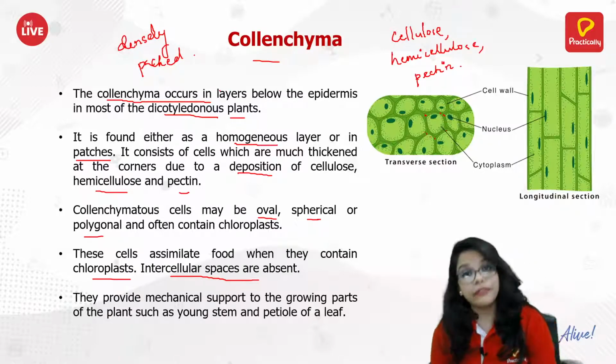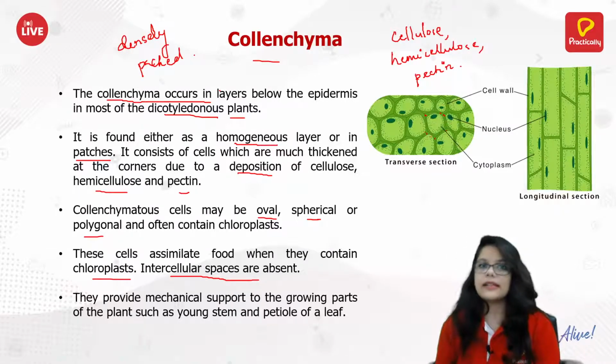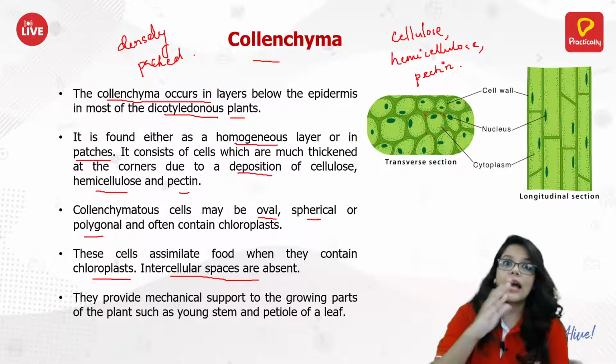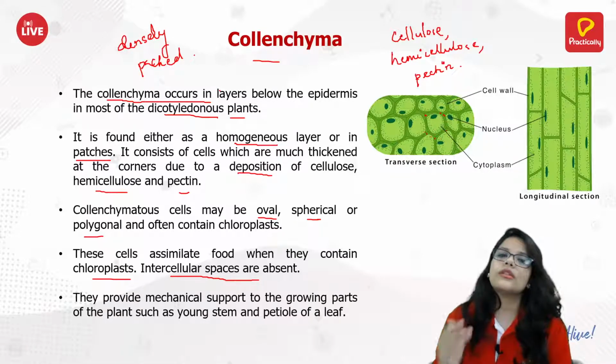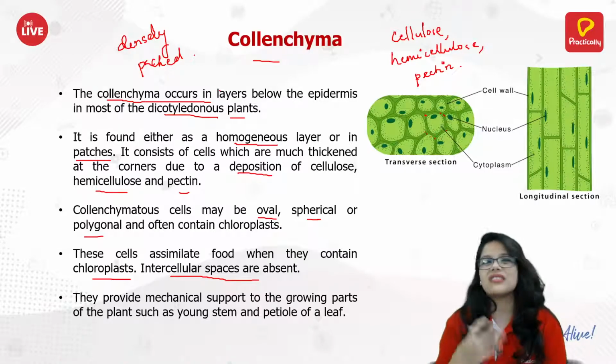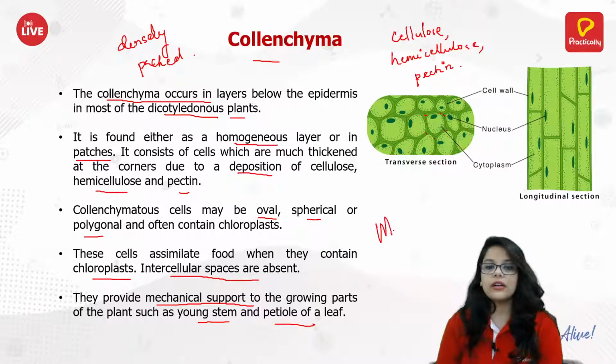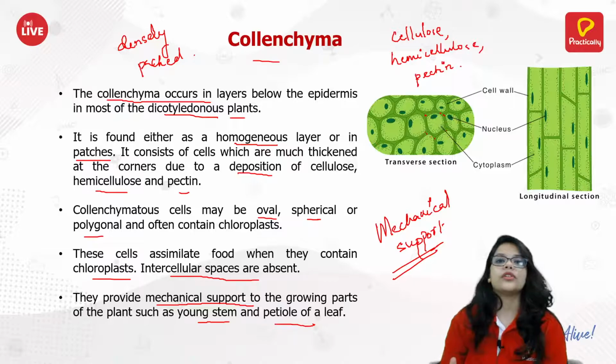Okay, and if they have chloroplast, then only they'll be doing photosynthesis, otherwise not. Those cells have the chloroplast, so they'll be doing photosynthesis. This is not mandatory. Mostly what they do is provide mechanical support to the growing parts of the plant, such as the young stem and the petiole of a leaf. Their basic function is mechanical support.